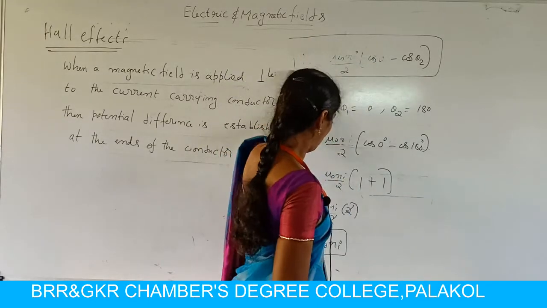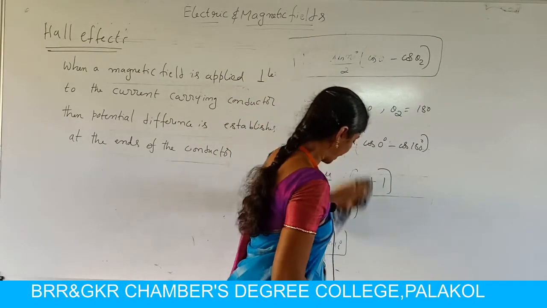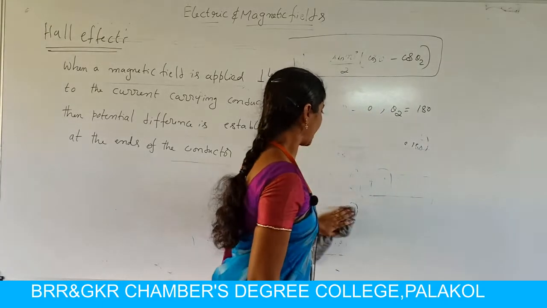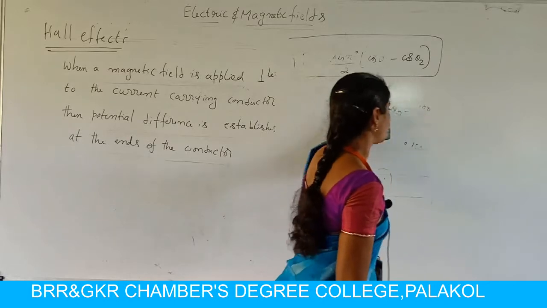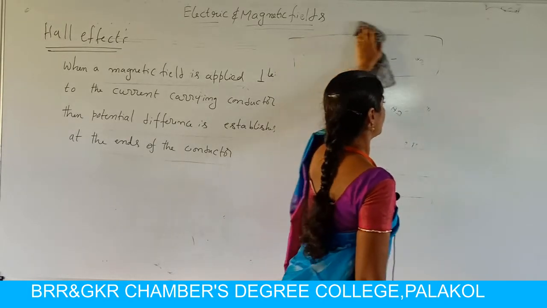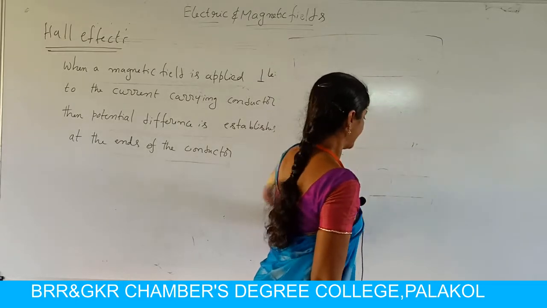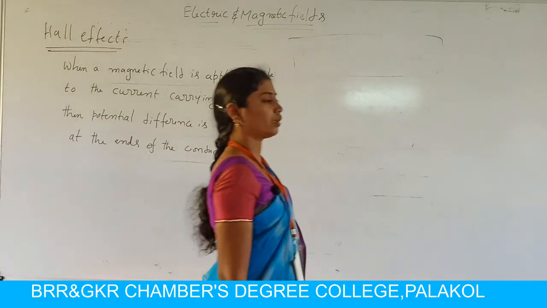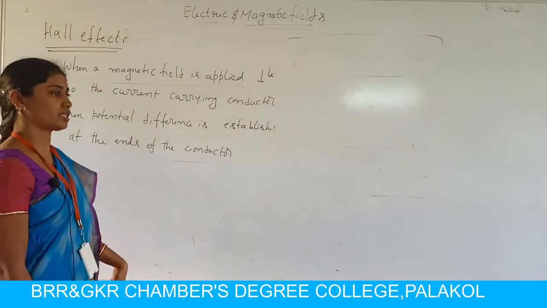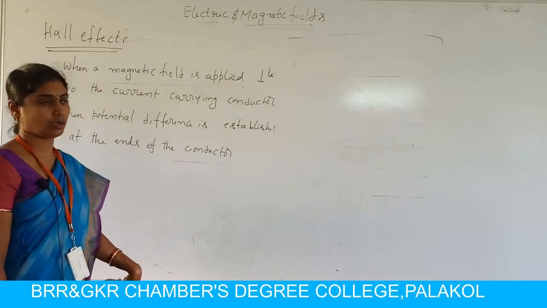Here Hall applied the field perpendicular to a current carrying conductor, then he observed a field developed at the opposite axis, along the y-axis, and also some force is created. By understanding this, we draw the diagram for the Hall effect.